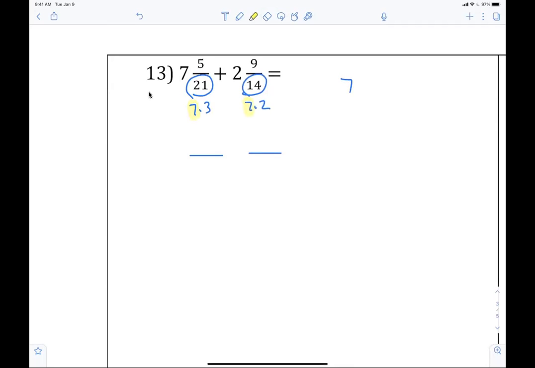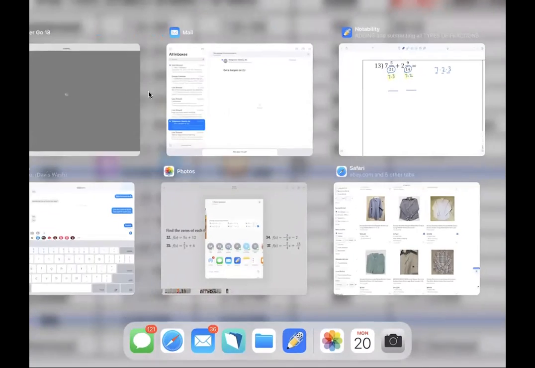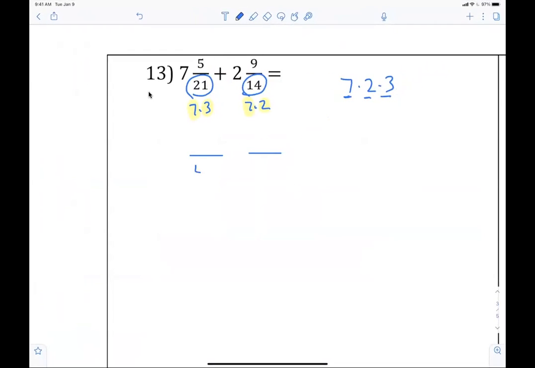So I only have to use the 7 once. And then the 2 and the 3 are not common, so you have to multiply those out. That's how you can come up with the least common denominator. You pull what's common, and then what's not common, you put it next to it, and then you multiply those out. That's how it can be done quickly. So the common denominator again was 42.